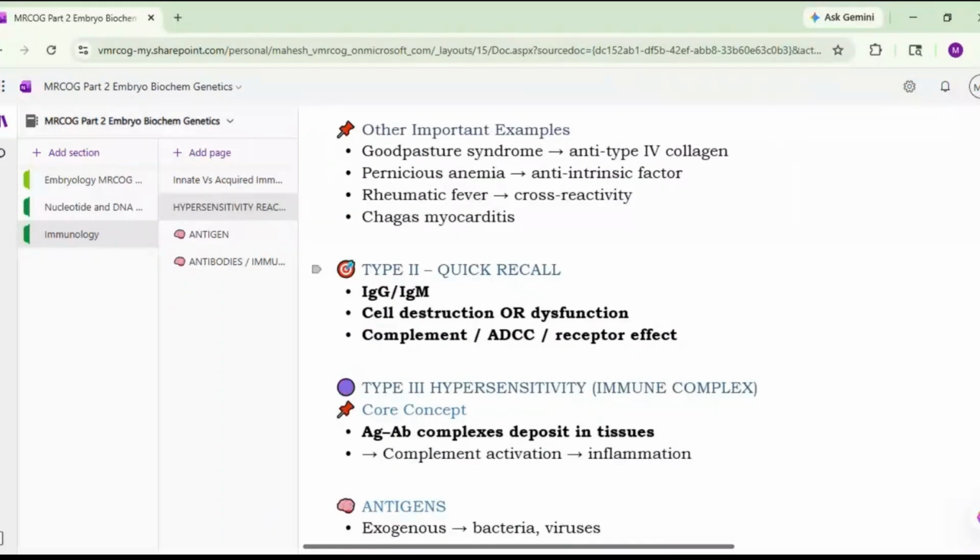Just from an examination point of view, type 2 is mediated via IgG or IgM. Then cell destruction or dysfunction is there. The mechanism is either via complement, ADCC, or receptor effect. So that is about hypersensitivity reaction type 2.